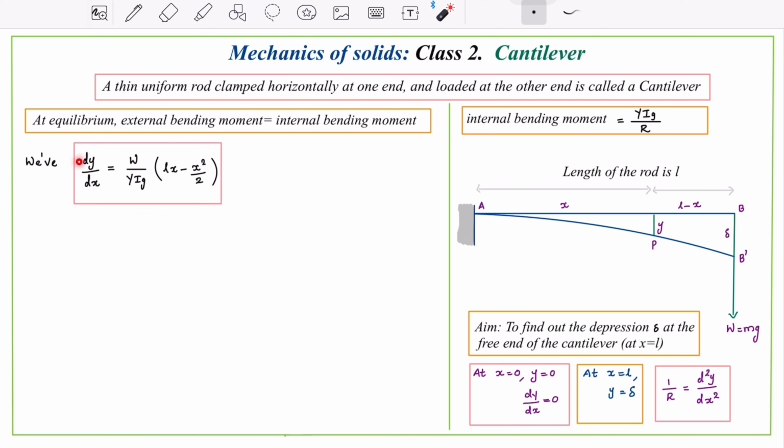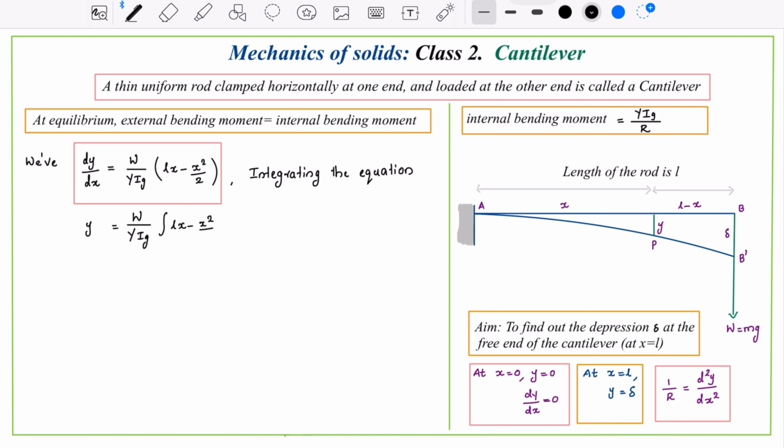So we have the equation dy by dx is equal to W by YIg (Lx minus x square by 2). Now do the same procedure. Integrate this equation one more time. Now integral of dy by dx is nothing but y. So the LHS becomes y is equal to W divided by YIg integral (Lx minus x square by 2) dx.